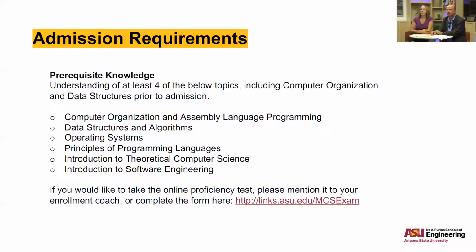So we do have some prerequisite knowledge that we require for this program. This is required to make sure students have the right foundation to be successful in these courses. The topic areas are appearing on the screen right now. You'll see computer organization and assembly language programming, data structures and algorithms, operating systems, principles of programming languages, which is an advanced programming class dealing a lot with compilers and usually taken in the third year or so, introduction to theoretical computer science, and introduction to software engineering.